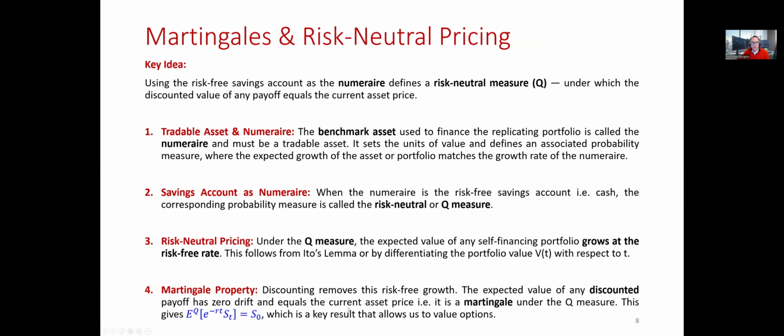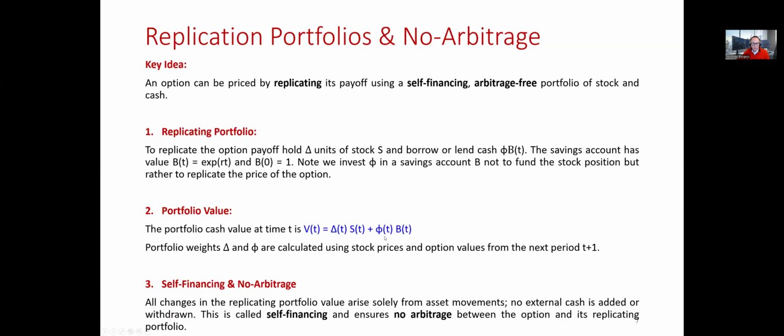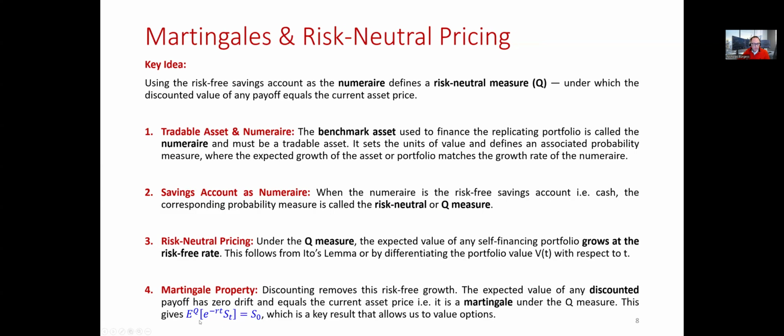So if you only remember two things from these slides, it's these two blue formulas: how to value the replicating portfolio, and then this key result that says the expected discounted value of the future stock price is the current price. Those are the two things to remember, and everything else around this was just to explain how we got those two key results.